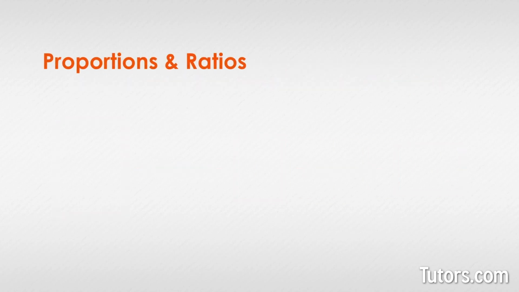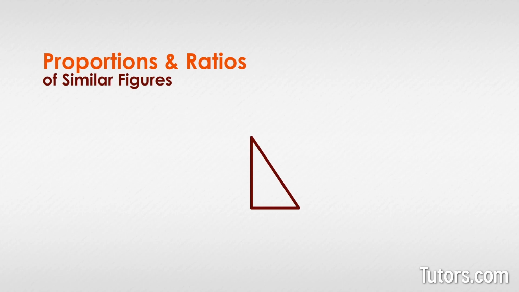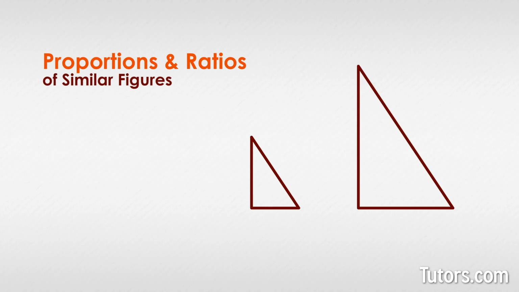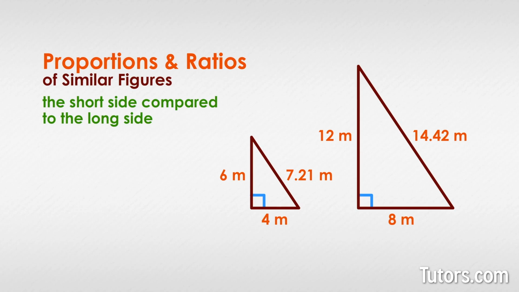Now let's discuss proportions and ratios of similar figures. Similar figures reveal themselves mathematically when we study their dimensions. Take two right triangles, one with sides 4 meters and 6 meters long, and the other with sides 8 meters and 12 meters long. If we were to set up ratios of the two triangles' two sides, in which the short side is compared to the long side, we would see a pattern.